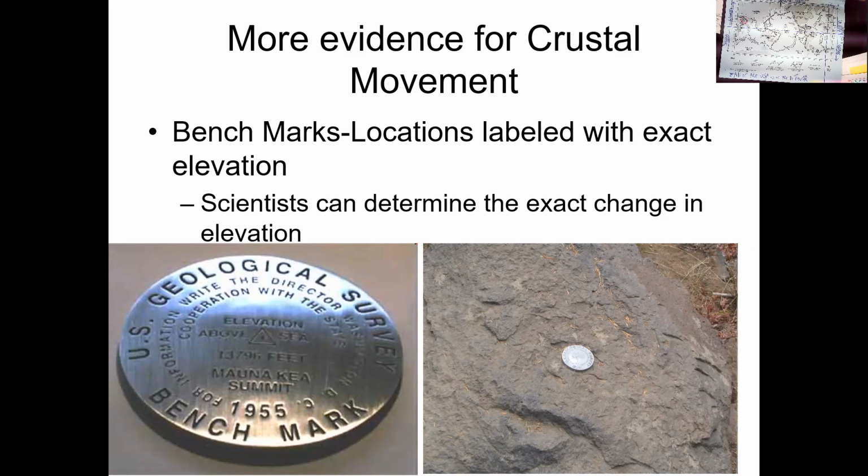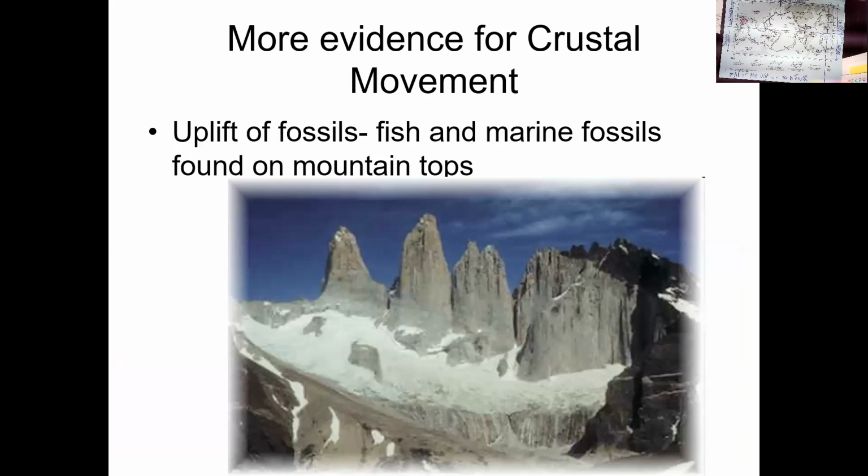Another piece of evidence that Alfred Wegener did not have at his disposal was this uplift of fossils. We can find fossils of fish at the top of the Himalayan mountains. The only way a fish fossil could have gotten to the top of the mountain is, no, the oceans were not that high, because the Himalayan mountains are the tallest place on earth. They're not that high. The oceans weren't that tall. What happened is the mountains used to be as low as the oceans. And then through plate tectonics, they have been pushed upwards.